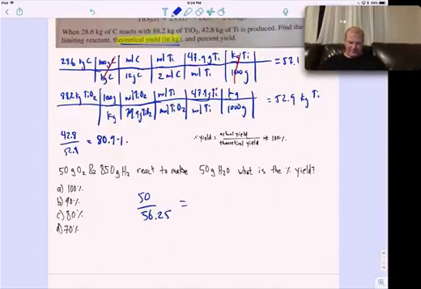Let me check with my calculator. So 50 divided by 56.25. And that's, yeah, 88.9%, which is close to 90%.